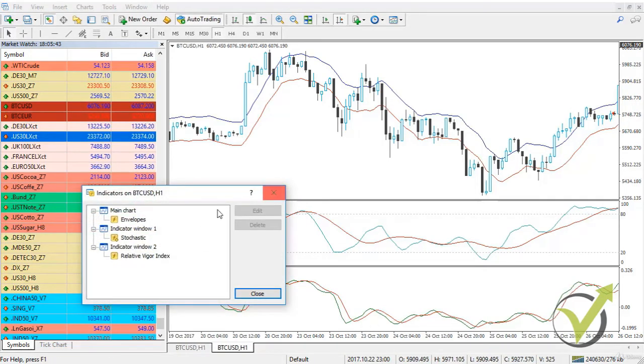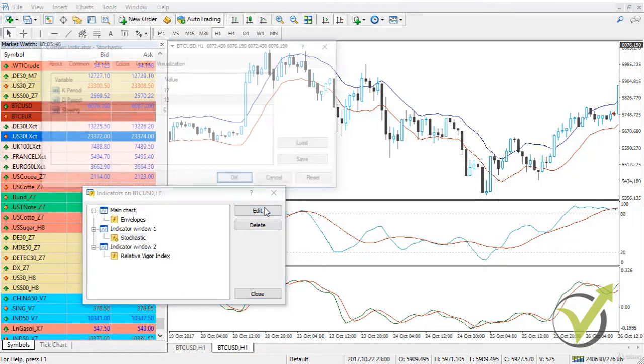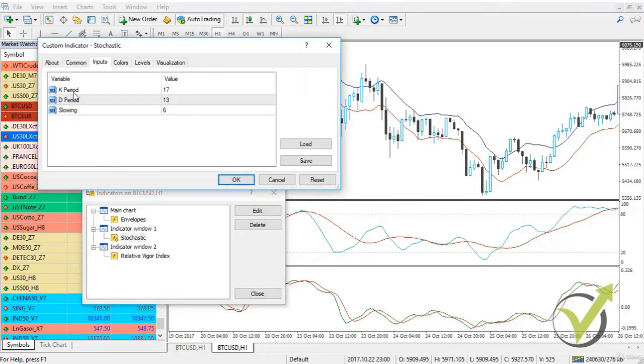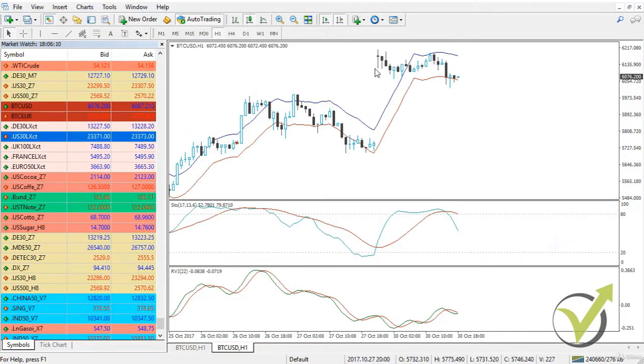If I go to the indicators list, go to stochastics and edit, you see K period is 17 and D period is 13. These are the last 13 and last 17 bars. So if we are on an hourly chart, guys, we are talking about the last 17 hours. If you count 1, 2, 3, 4, 5, 6, 7 till the 17th, the highest high means the highest point of these 17 bars, and the lowest low is this bar over here. I will tell you exactly how much that is.